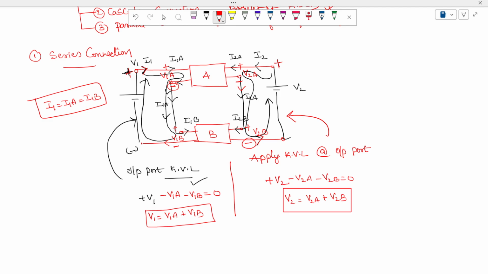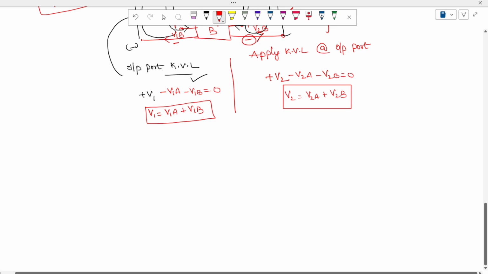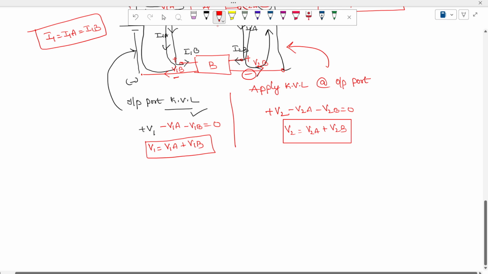Here also the current I2 is flowing like this, and the current flows into I2A, and once again it flows into I2B. So these are the KCL and KVL equations we have in our series interconnection. Now we need to use these equations and form them. So before writing this, let's try to memorize how to write down the equations.